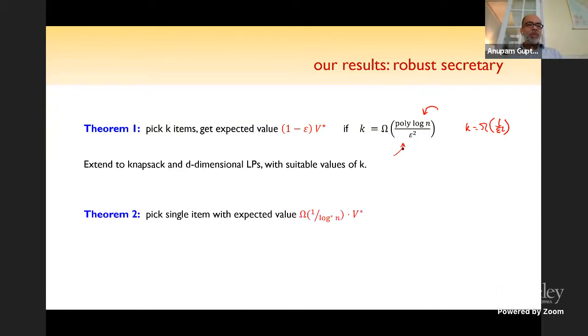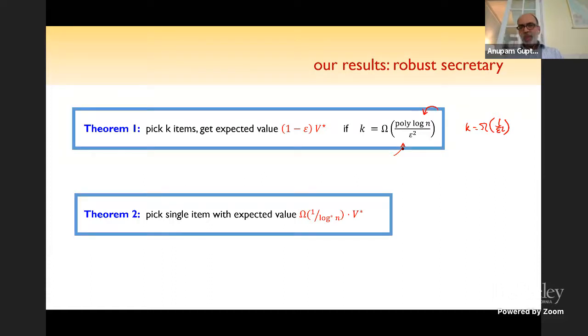And then there's this sort of cute little result that maybe I'll mention right at the beginning. I can show you how to pick a single item whose value is a 1 over log star fraction of the optimum. I don't have a lower bound, and I believe it should be a constant, but I don't know how to do that either. So if you're bored, you should think about this question. You just want to pick a single item in this mildly adversarial setting. Okay. So that's what I'm going to do.